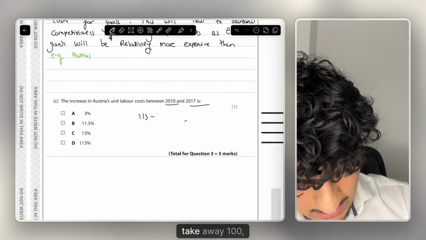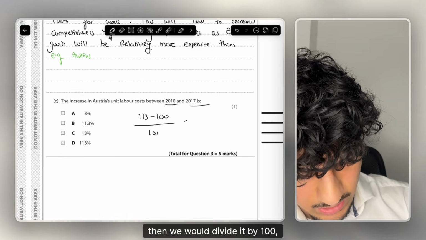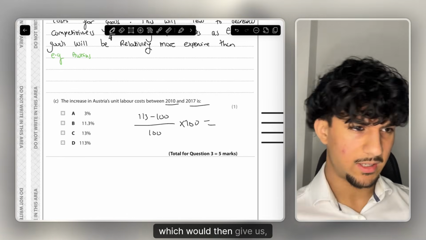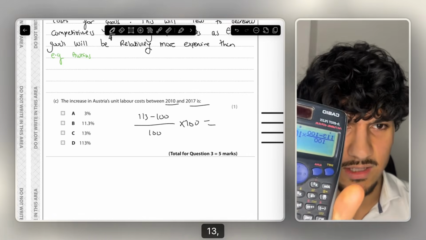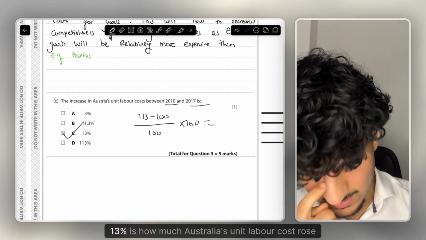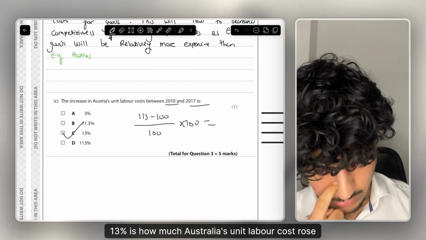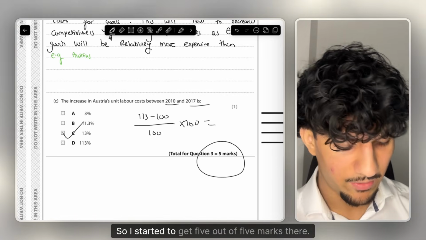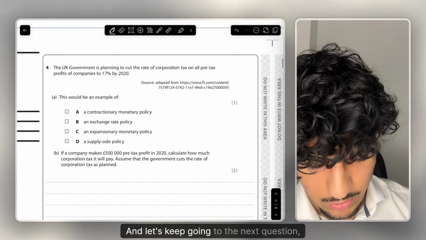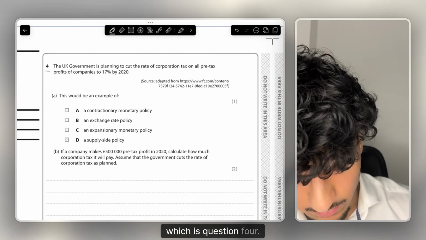We do 113, take away 100, then we divide it by 100, times it by 100, which would then give us, as we can expect, 13, which is of course the answer. 13% is how much Australia's unit labour cost rose between 2010 and 2017. So that's how to get 5 out of 5 marks there. And let's keep going to the next question, which is question 4.